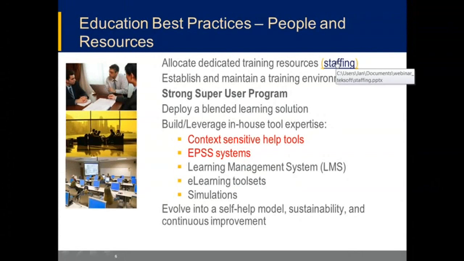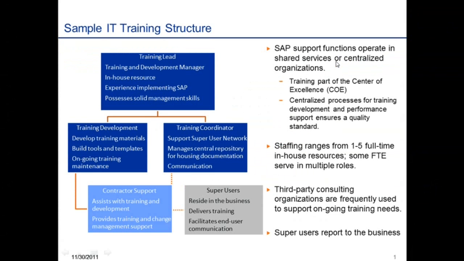But initially, if we look at staffing, and I've seen lots of different models. This is an example where we have a training lead, we have a training developer, a coordinator, and the coordinator does a lot of interaction and coordinating activities with super users, as well as if you have any contractors. I worked with a global organization. They had 5,000 users. About 1,500 of them were core users. They had one training lead, and she was the gatekeeper.